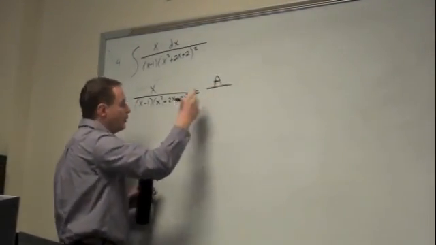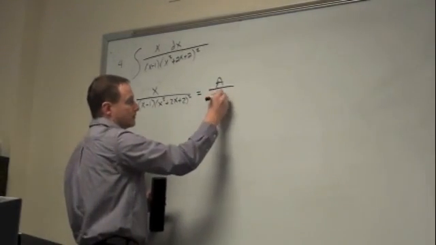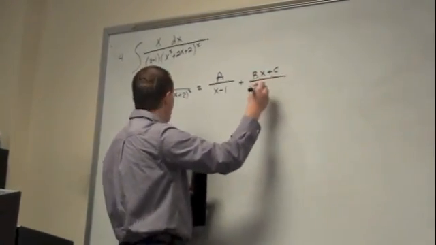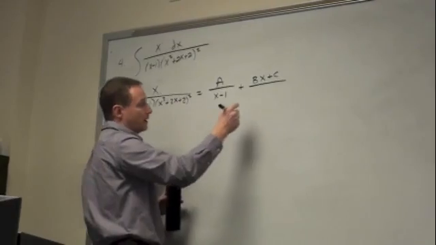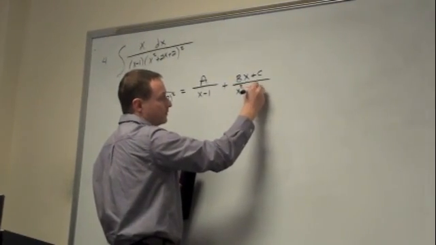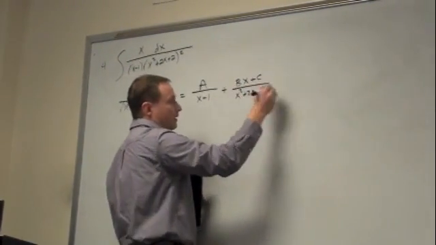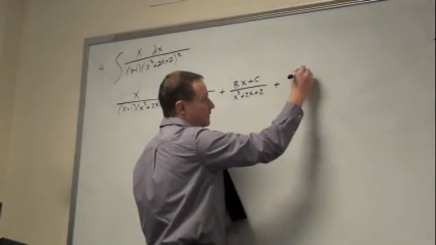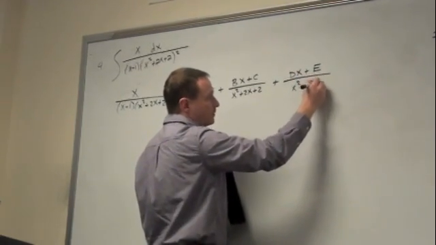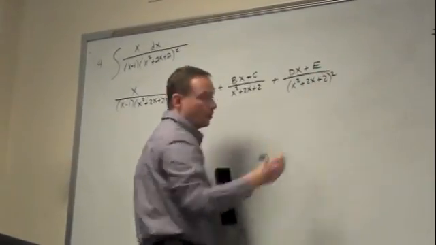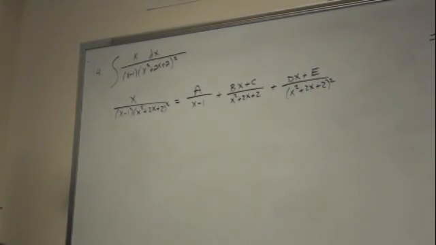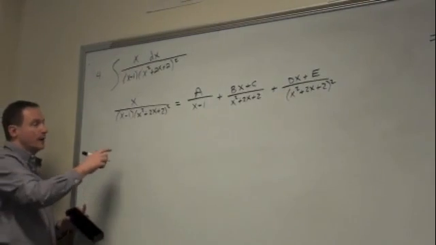I'll say a over the linear factor, plus bx plus c over each of the irreducible quadratic factors, x squared plus 2x plus 2, and then plus dx plus e over x squared plus 2x plus 2, quantity squared. So I would say, okay, in a problem like this, I want to go ahead and simplify out.